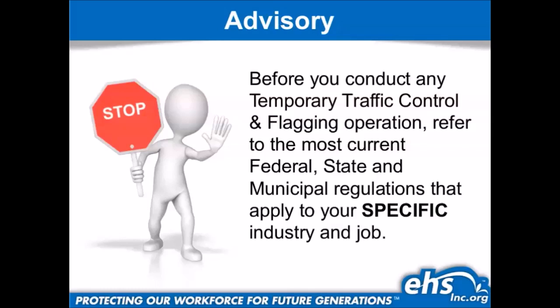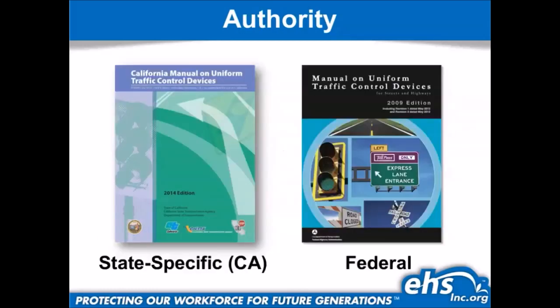So again, before you conduct any temporary traffic control and flagging operation, refer to the most current federal, state, and municipal regulations that apply to your specific job and industry, because a lot of it is not only what speed you're working at, but it's also how long you're going to be out there. A lot of different things affect how you should be setting up. So again, the majority of the training is based on that state-specific California Manual on Uniform Traffic Control Devices. This is temporary traffic control. So specifically, we're going to be talking about Chapter 6 within the CAMUTCD.